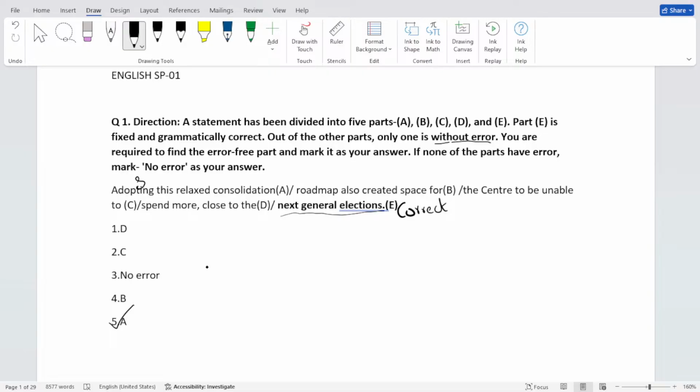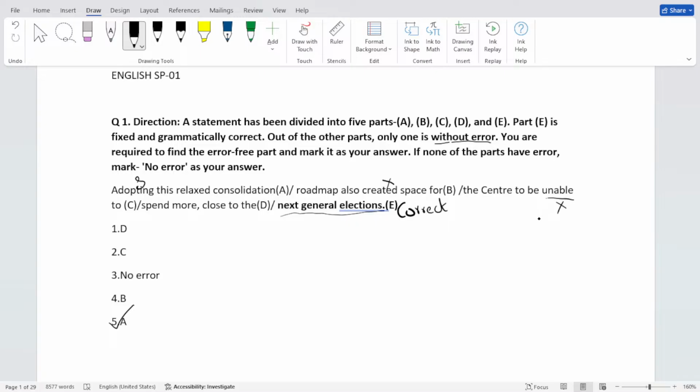Next, when it comes to part B, the usage of created: created is given here, and this will be the error. So the second statement is the incorrect option. When it comes to the third statement, the center to be unable is given. This unable is the incorrect usage, because unable is nothing but lacking of skills. So regarding this, it will be an incorrect statement.